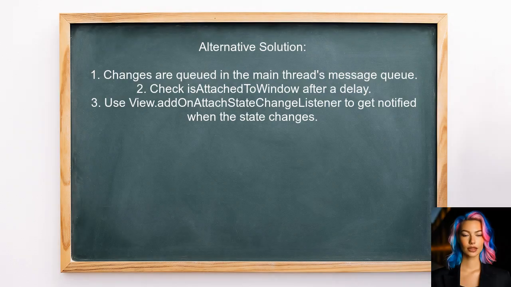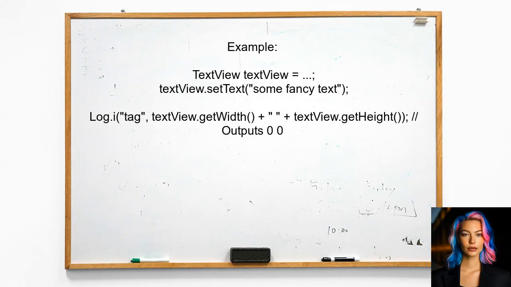This user explains that when you call setContentView, the changes aren't applied immediately. Instead, they are queued in the main thread's message queue and processed in the next loop event. So if you check isAttachedToWindow right after setting the content view, it may still return false. For example, if you set text on a text view, the dimensions won't update until the next frame. You can log the width and height right after setting the text, and they will show as 0 because the layout hasn't been processed yet.